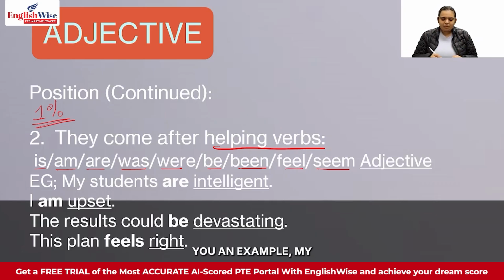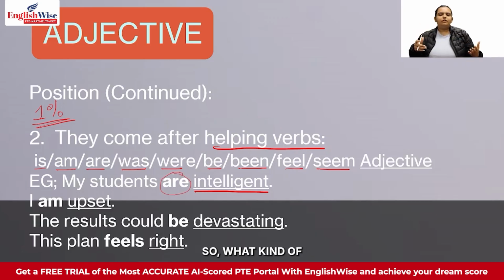So your adjectives can come after these helping words as well. So if I give you an example, my students are intelligent. So over here you see the word are and the word intelligent. So what kind of students I have? I have intelligent students. So my students are intelligent. I am upset. So when I'm saying I'm upset, am over here is a helping word and I'm going to describe how I'm feeling. So I'm feeling upset or I am upset, like that.